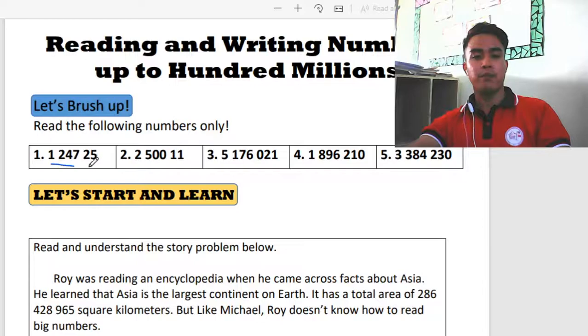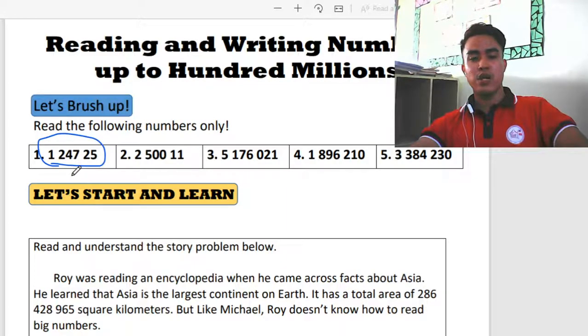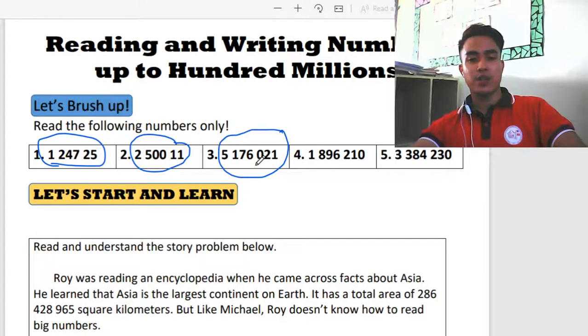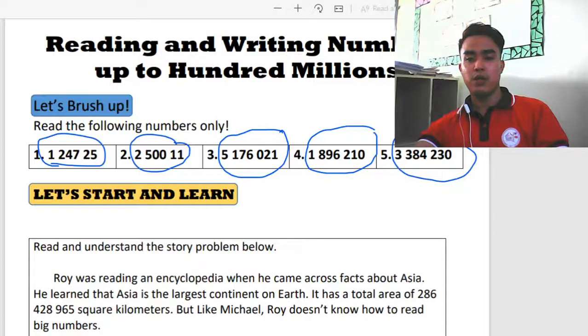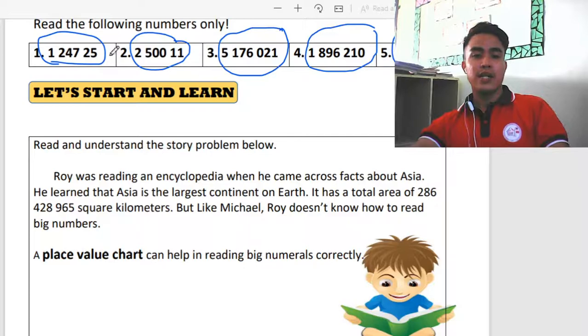How do you read this one? Yes, that's correct. It's 1,247,025. Next, how about this one? Okay, that's correct. 2,511,000. How about number 3? Yes, that's correct. It's 5,176,021. Number 4, how do you read this one? 896,210. That's correct. Next, how about number 5? The last number. Okay, that's exactly correct. It's 3,384,230.